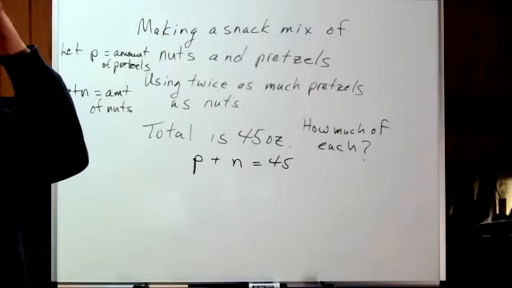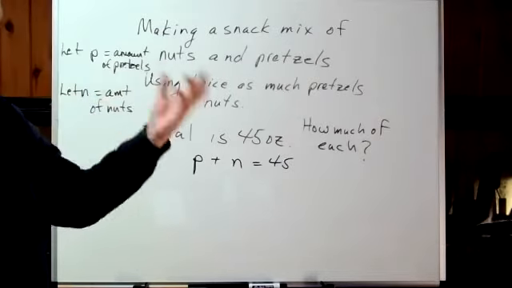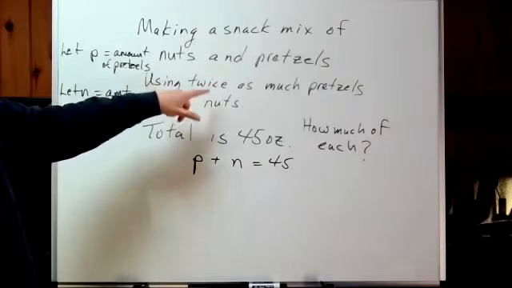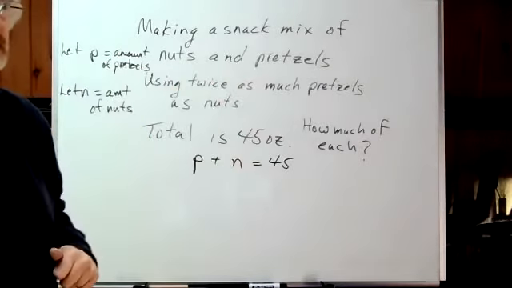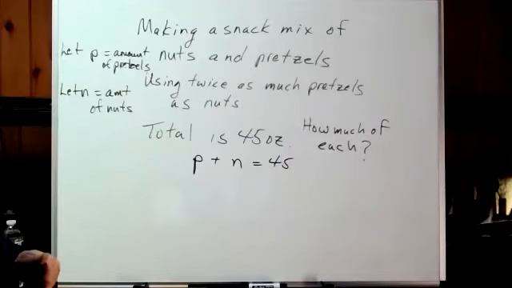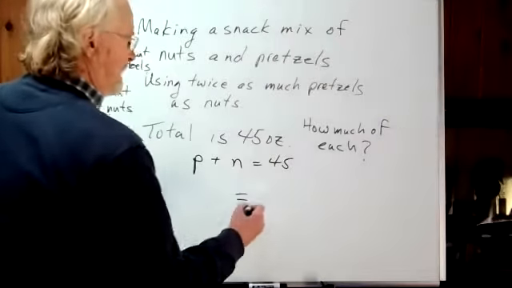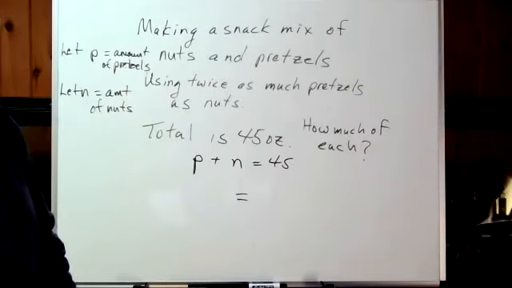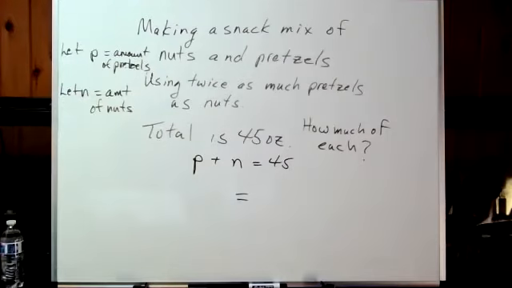Now the other one is a relationship between the amounts of nuts and pretzels, kind of like the length and width thing. You're going to use twice as much pretzels as nuts. Can you write an equation that compares the quantity of pretzels to the quantity of nuts? P equals so many N, or N equals so many P, or something like that. Think about it carefully. Twice as much pretzels as nuts.